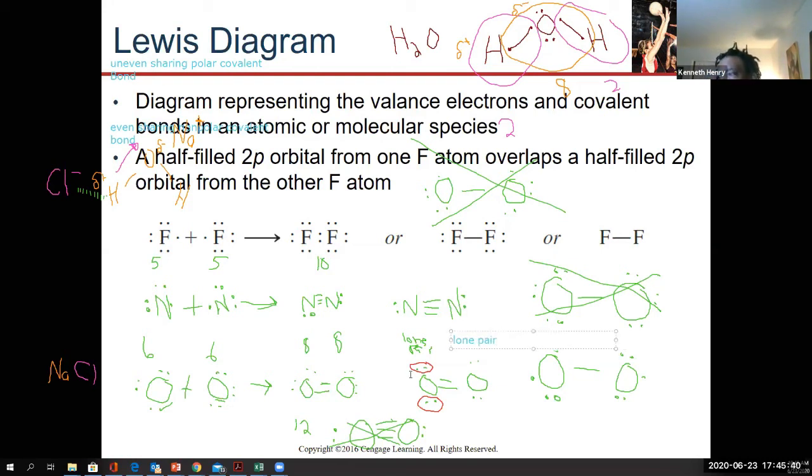Okay, so those things that are circled in red are your lone pairs. So you have two lone pairs here, and then you have two lone pairs over here. Their general definition is those electrons that are not used for bonding. Lone pairs are pairs of valence electrons that are not used for bonding.